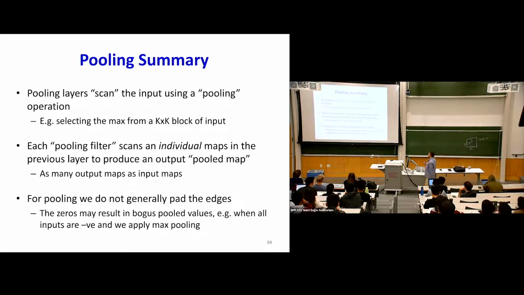So pooling layers scan the input using a pooling operation. For example, by selecting the max from a k cross k block of input, each pooling filter scans individual maps or an individual map in the previous layer to produce the output pool map. So you get as many output maps as input maps. For pooling, we generally do not pad the edges because it makes no sense to say what is the maximum of something and 0. The 0 is providing no real useful information. And throwing in a whole bunch of zeros to compute a mean is also equally meaningless. So we do not usually pad, which means that pooling will always shrink your input by a little bit, right?